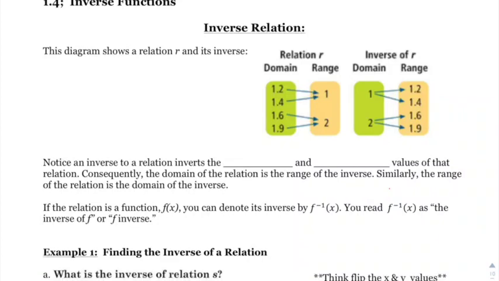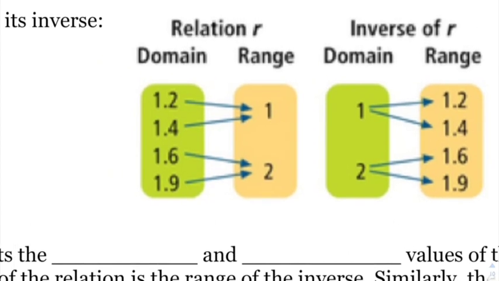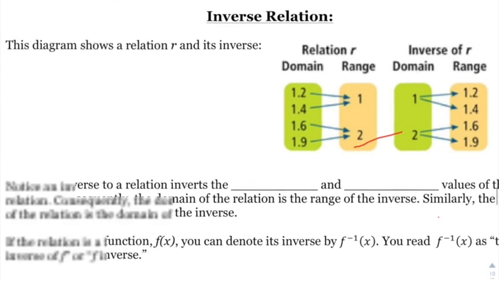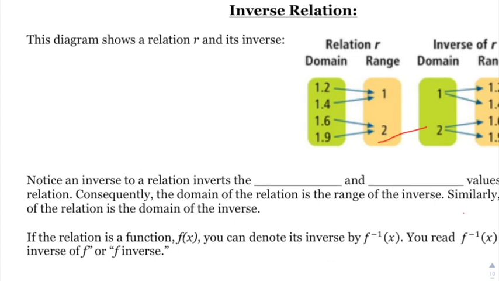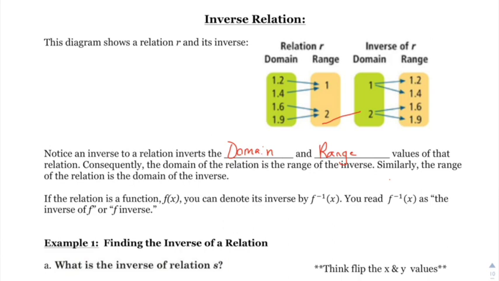Alright, here we go. Today we've got inverse functions. The diagram shows a relation R and its inverse over here. If you look closely at these, really all that's changing is the domain and range are being swapped. So that's actually what an inverse is. Notice an inverse to a relation inverts the domain and the range of that relation right there.